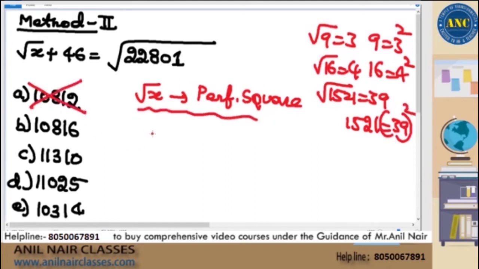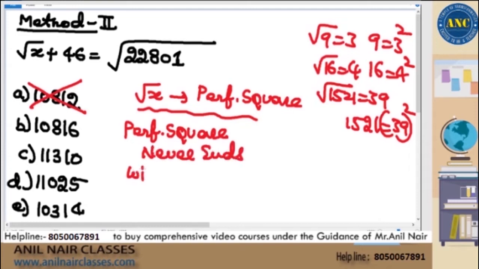The first option is not possible. Why? Because a perfect square never ends with 2, 3, 7 or 8. Write down the concept as it is: a perfect square never ends with 2, 3, 7 or 8. So this is out. This is also out. This is also out. Why?